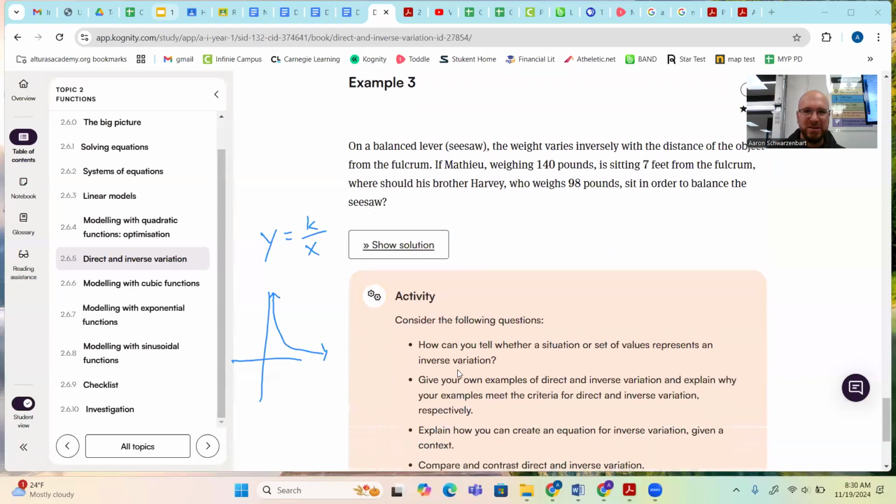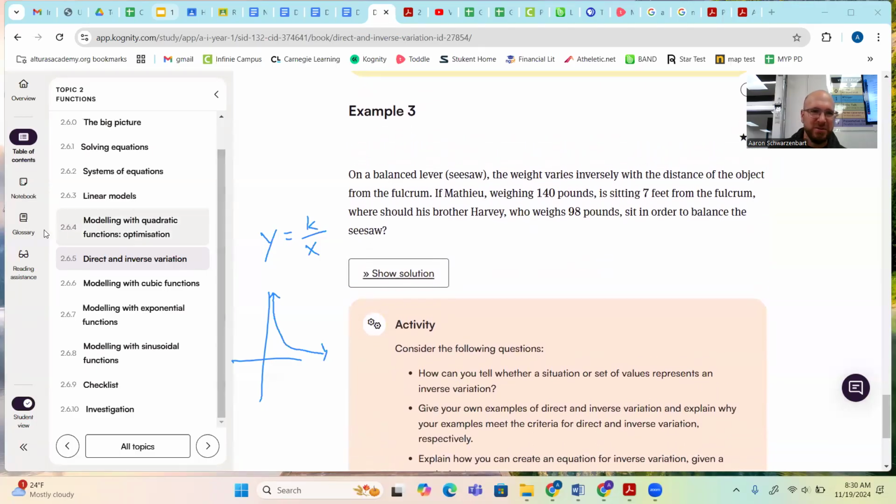So on a balanced lever seesaw, everybody's probably played with one of these as a kid. The weight varies inversely with the distance of the object from the fulcrum. If Matthew is 140 pounds and is sitting 7 feet from the fulcrum, where should his brother, who weighs 98 pounds, sit to balance the seesaw? So weight varies inversely with distance. You can use m or k, I don't care. 140 equals k over 7. Oh, no, the distance, the weight, yeah, that works. Guess it works either way.